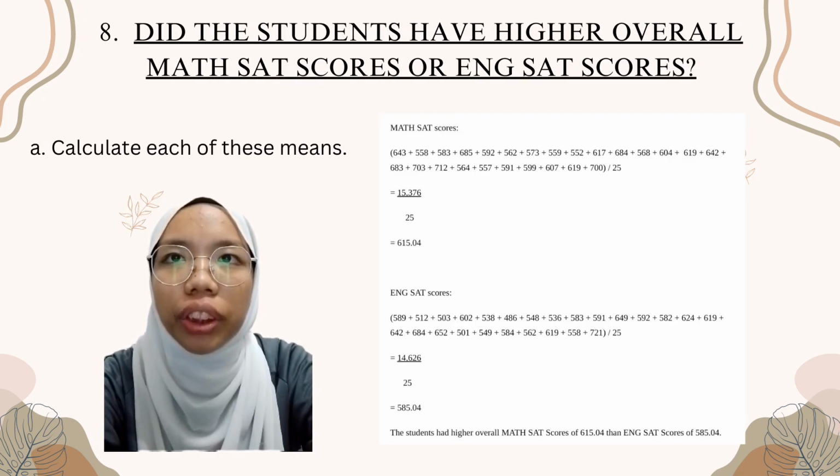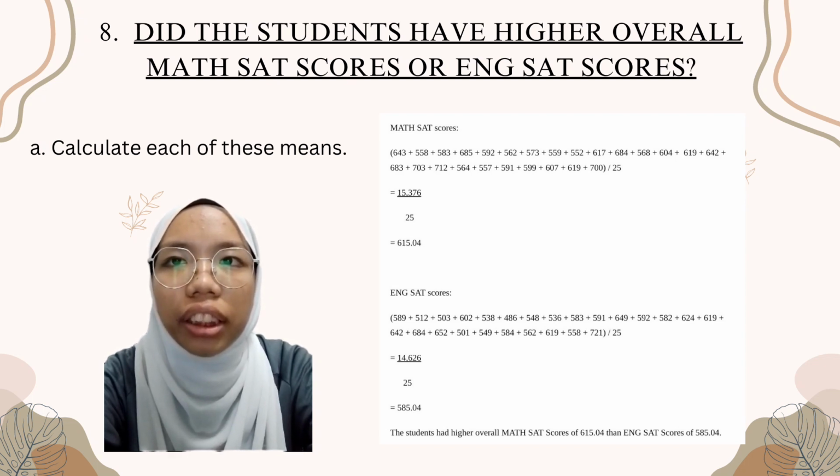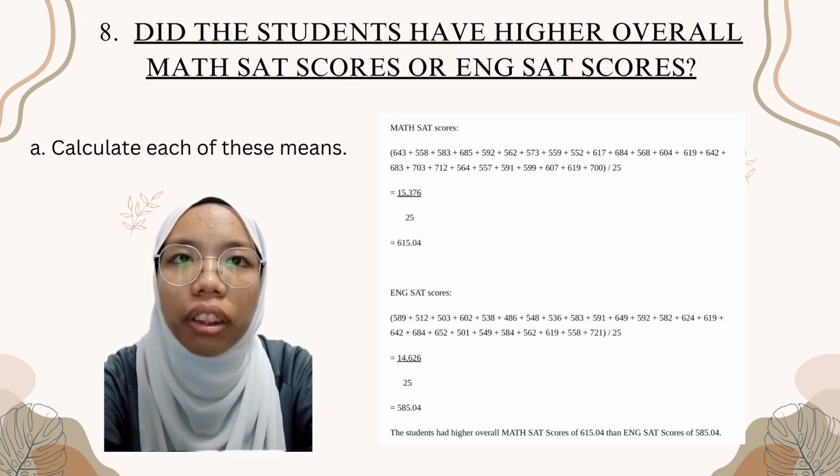Question 8. Did the students have a higher overall math score or English score? A. Calculate each of these means. The formula is the total value divided by the total number of data. Math score: 15,376 divided by 25, and the answer is 615.04. English score: 14,626 divided by 25. The answer is 585.04. The students had a higher overall math score of 615.04 than English score of 585.04.